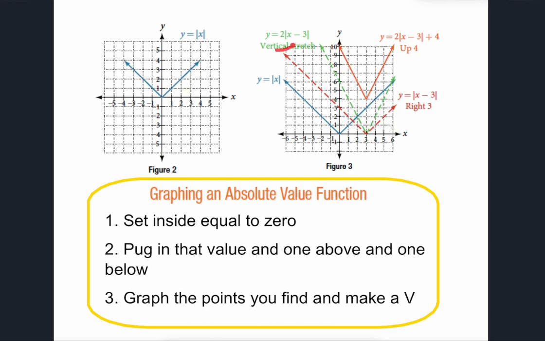Put in a number on the outside of the function. What it will do is stretch it. It will make that slope become that number, and so we will explore that as we go. But the same thing holds true no matter what. Set the inside equal to 0, plug in that point, plug in 1 below it, 1 above it.